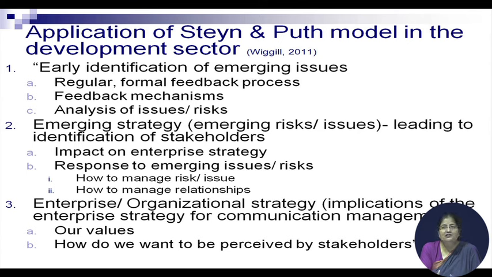Okay, and that would in turn help us identify the stakeholders, the people who are being affected by these risks and these issues. Then this leads to designing the enterprise or organizational strategy, or a strategy for the community, which would be the implications of the enterprise strategy for communication management in that situation, which would be a product of our values and how we want to be perceived by the stakeholders. So how do we want our stakeholders to perceive the people who are trying to do something for the community, who are trying to design a strategy for the community.